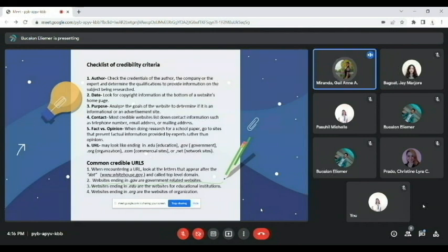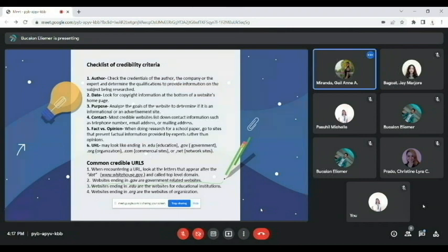So next is the sixth checklist of credibility criteria. First, the author. Check the credentials of the author, the company, or the expert and determine the qualifications to provide information on the subject being researched. Second, date. Look for copyright information at the bottom of a website's homepage.